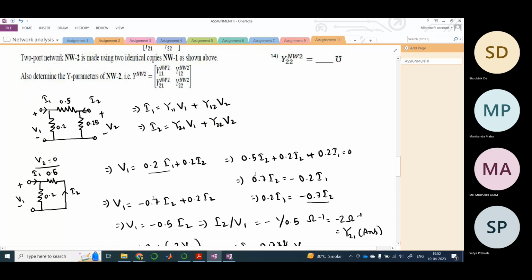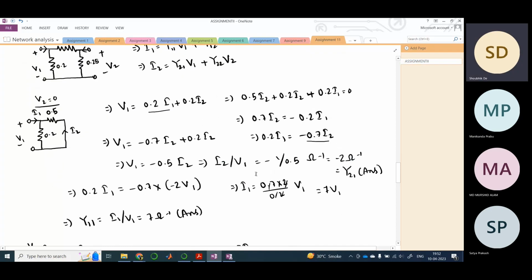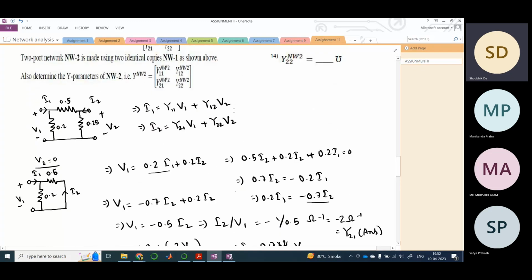That would be more complicated. You will lose time, and that would be stupidity also, right? Because you have this. That is why I told you you need to write the y parameter equation. If they have told you to find out the y parameters, you need to write these two equations.